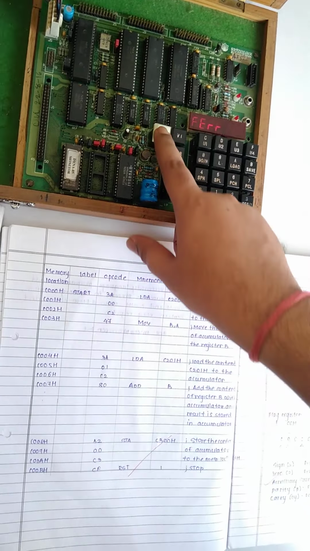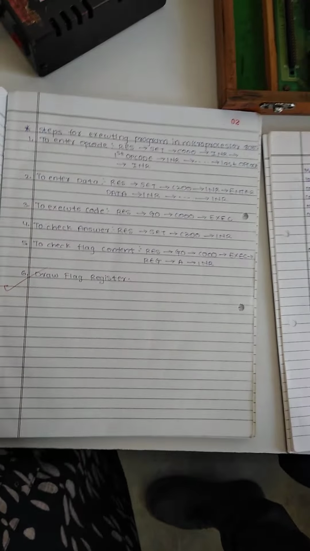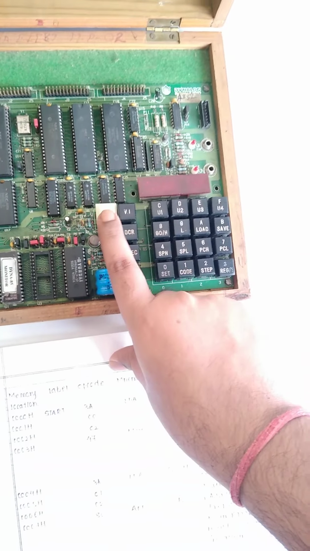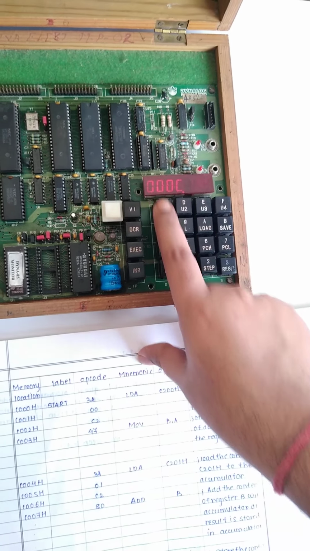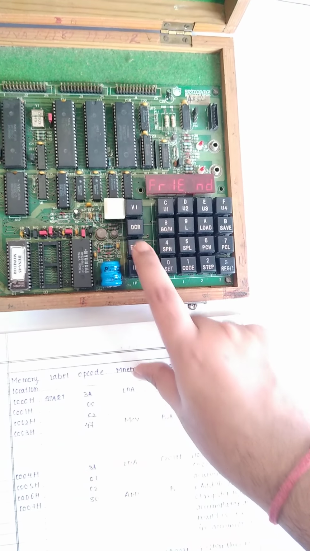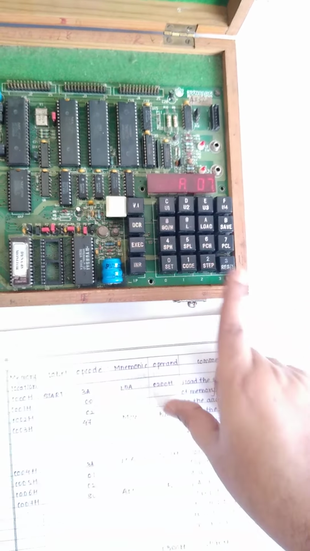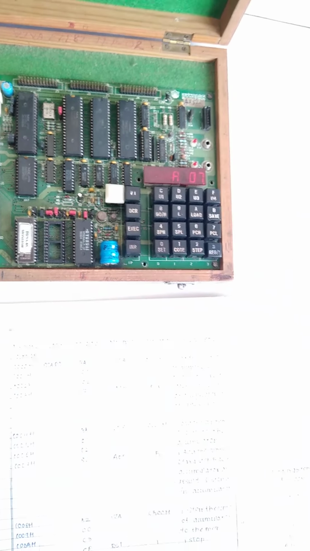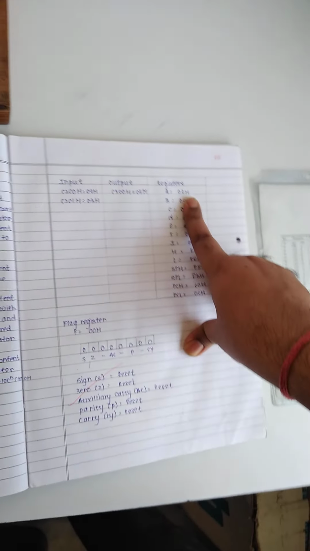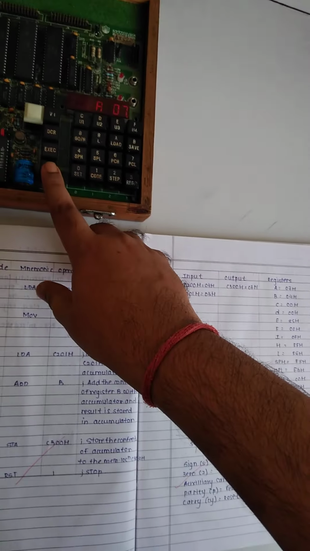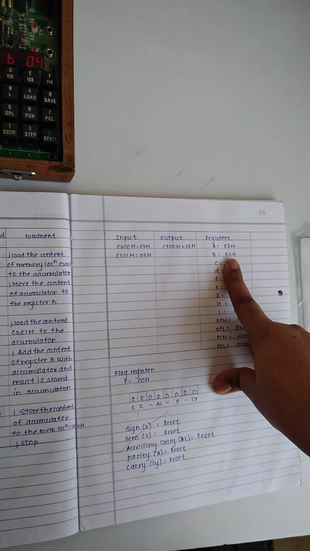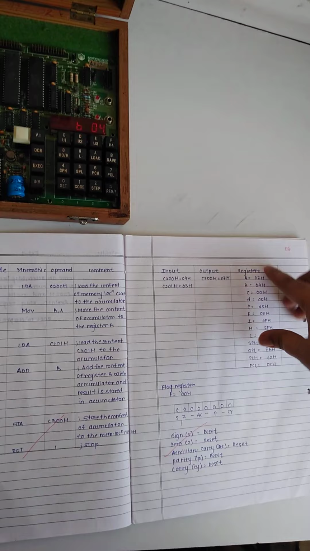Again I am showing how to check the flag content. What are the flag content steps? You have to do reset go C000 execute register A. Got it? Just cross check with your content. A is 07. So what is there in B? 04. Okay. All this content you will get on the kit.